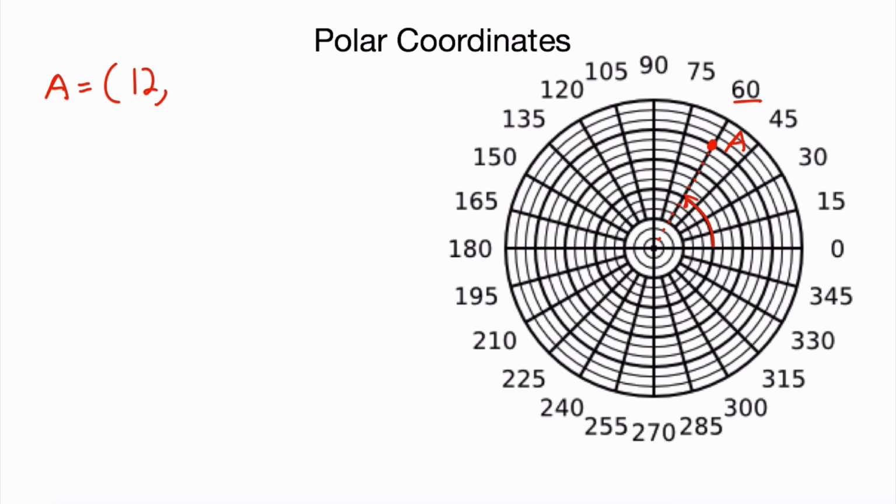We also want to see the angle. This is on the 60-degree line. It could also be written as pi over 3 if we were in radians. In polar coordinates, we usually go counterclockwise, but we could also go clockwise, but this would create a negative angle.